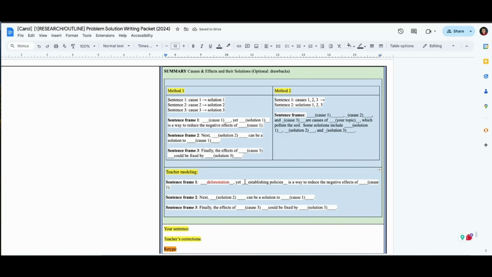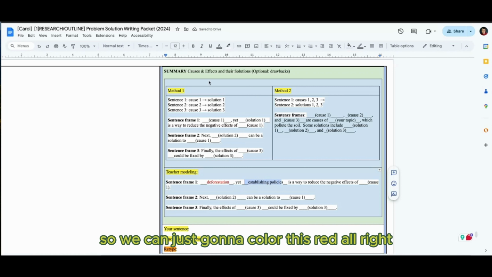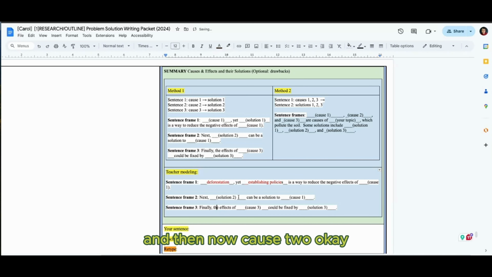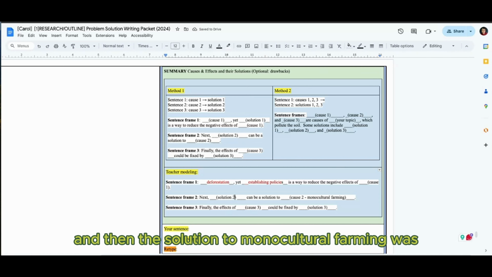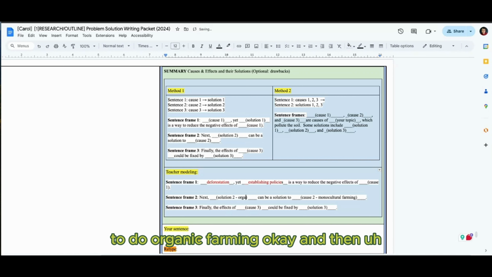Okay, so I'm just gonna color this red. All right, and then cause two. Okay, sorry, this is supposed to be two. So cause two is about what? Cause two is about monocultural farming. And then the solution to monocultural farming was to do organic farming.